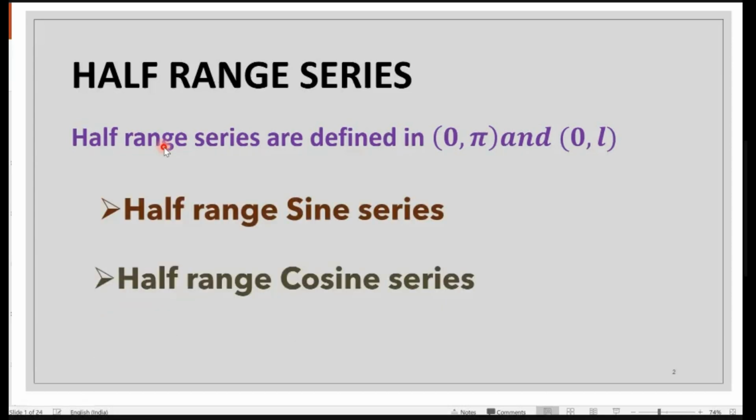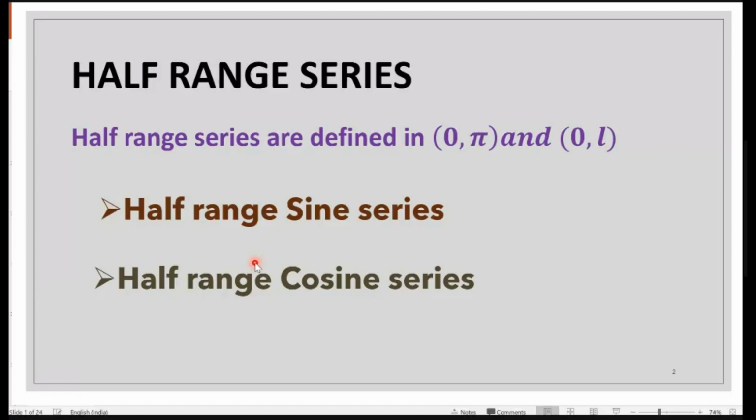Okay. Now, there are two types of half range series. One is half range sine series, the other is half range cosine series. So the first thing we have to remember is, if Fourier series is asked, then the length of the interval will be 2 pi or 2L. If half range series is asked, the length of the interval will be pi or L. That is the first thing. Second, there are two types of half range series: the half range sine series and the half range cosine series.